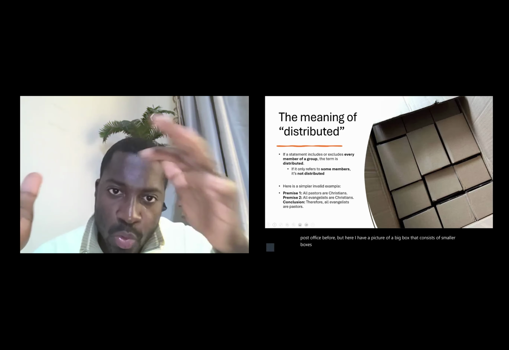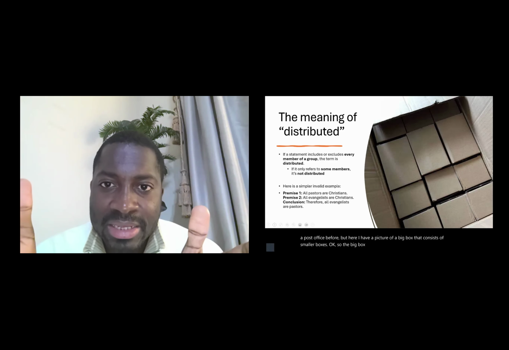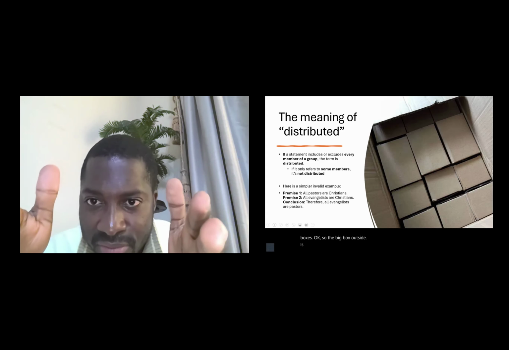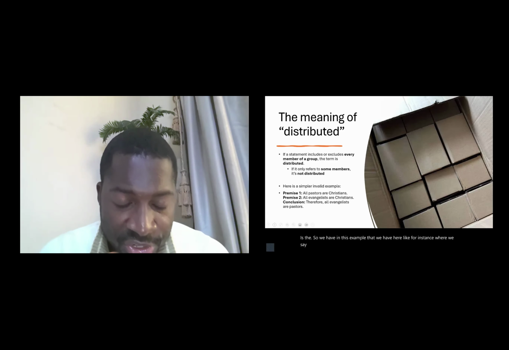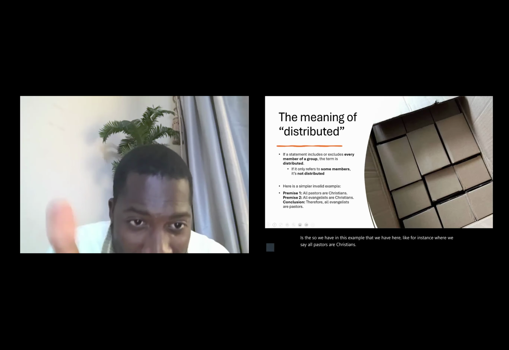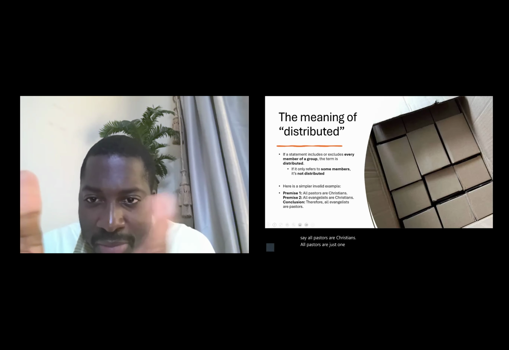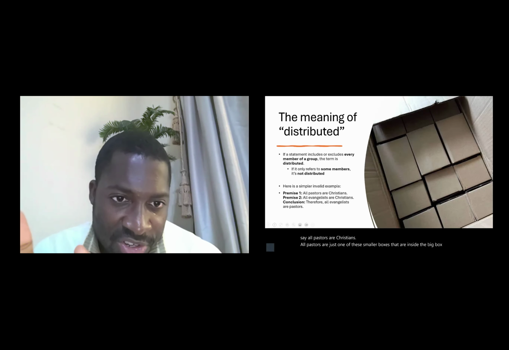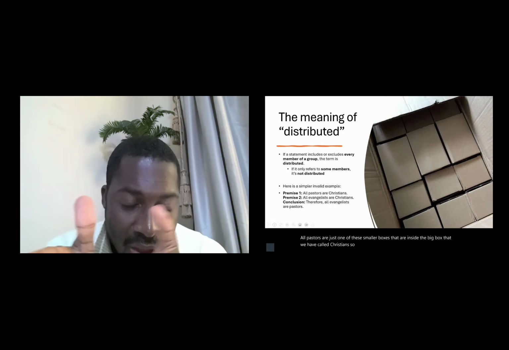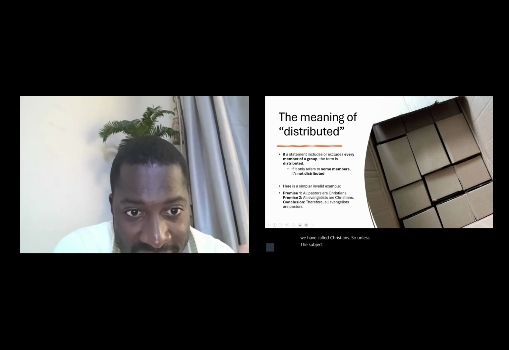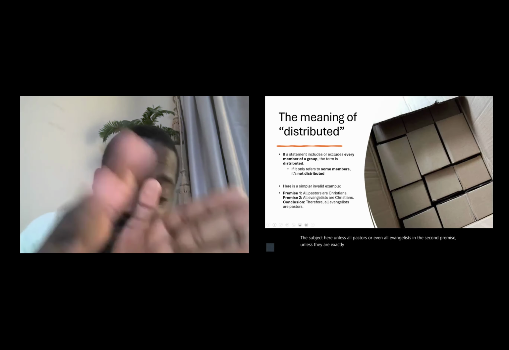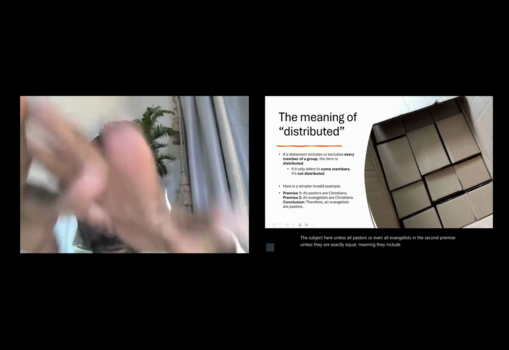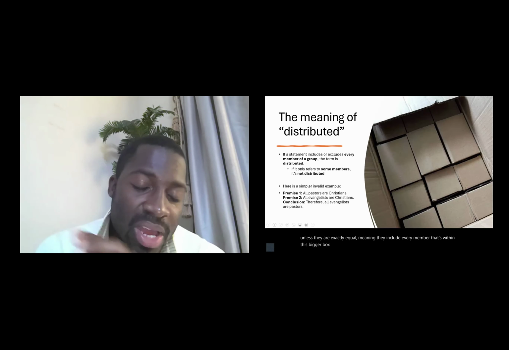So in this example that we have here, where we say all pastors are Christians, well, all pastors is just one of these smaller boxes that are inside the big box that we have called Christians. So unless all pastors, or even all evangelists in the second premise, are exactly equal, meaning they include every member within this bigger box of Christians, it would not be distributed.